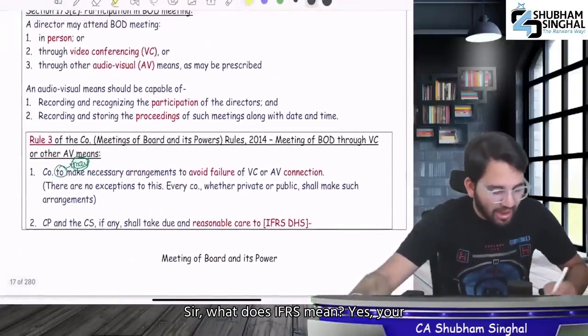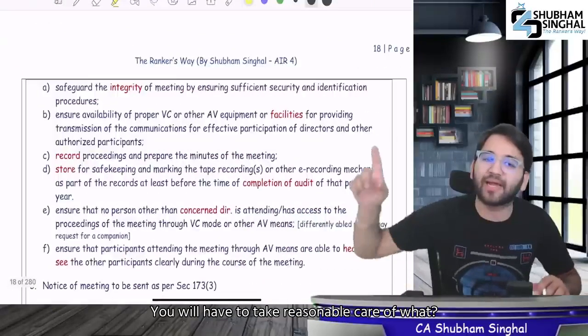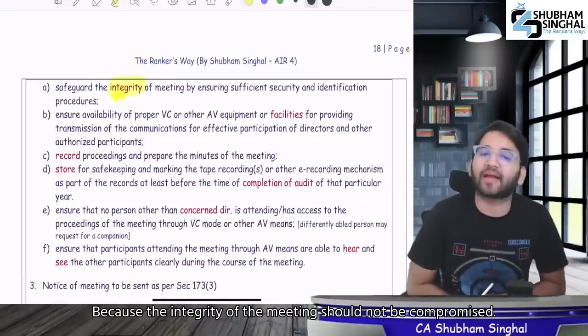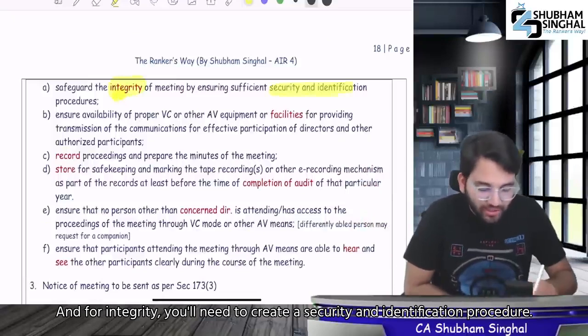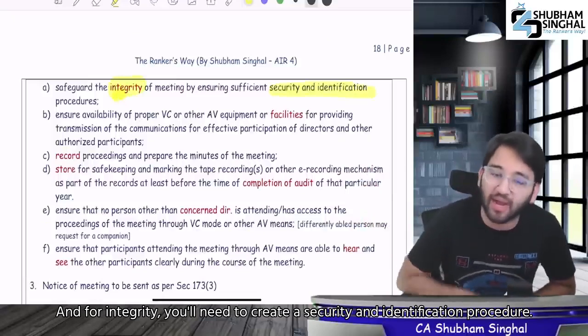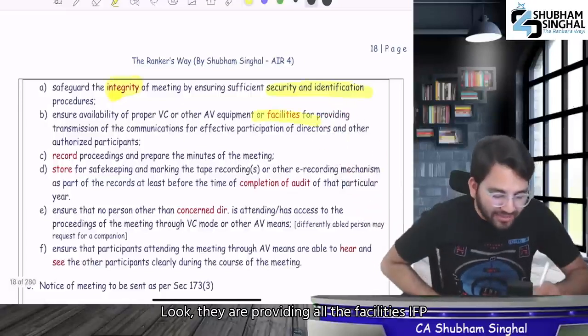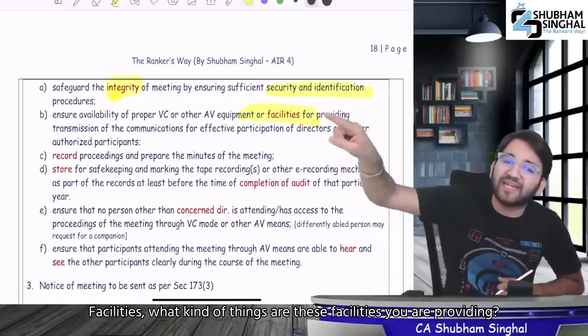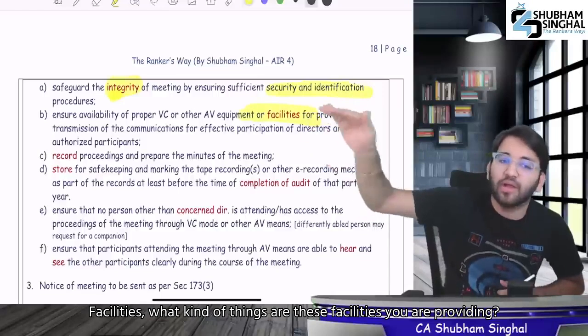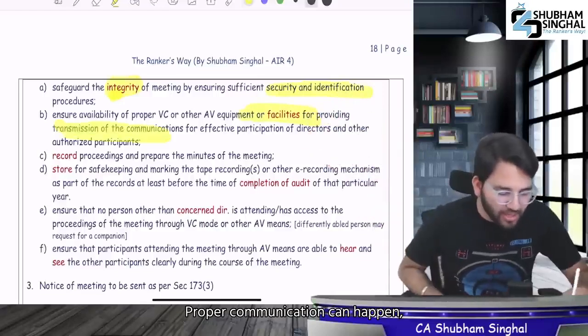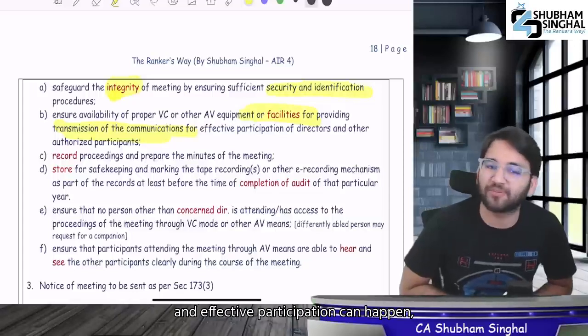And what does IFRS mean? You will have to take reasonable care of what? Meeting integrity shouldn't be compromised. For integrity, create security and identification procedure. Second, what else you need to see? Providing all facilities, IF. What kind of facilities are these? So that there's proper communication and effective participation.